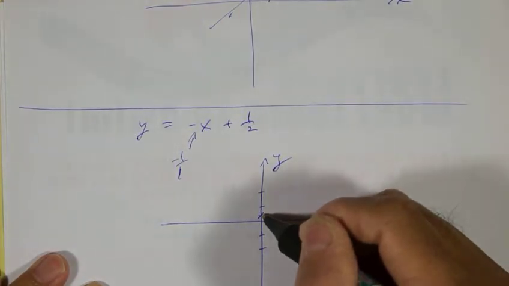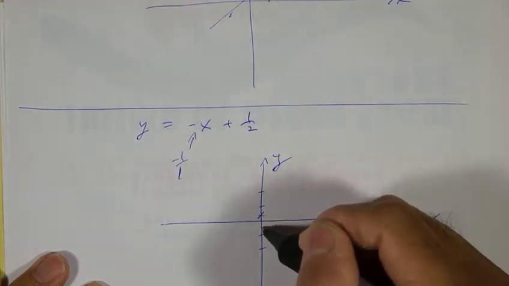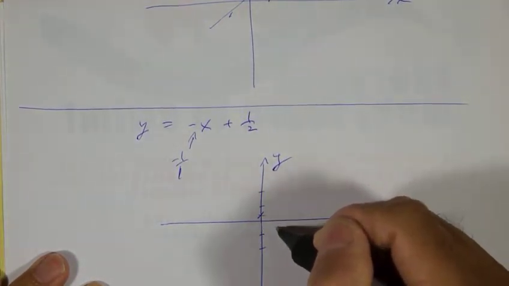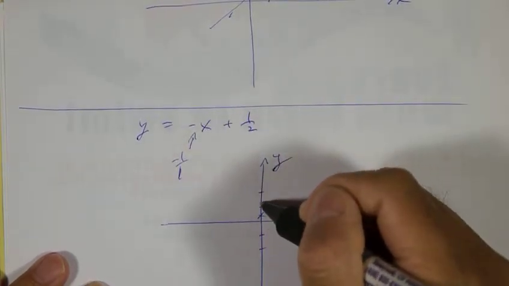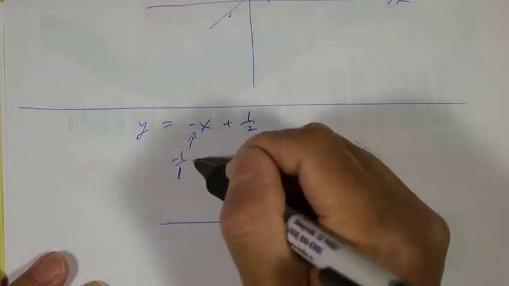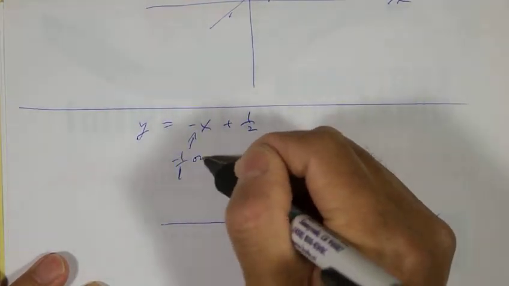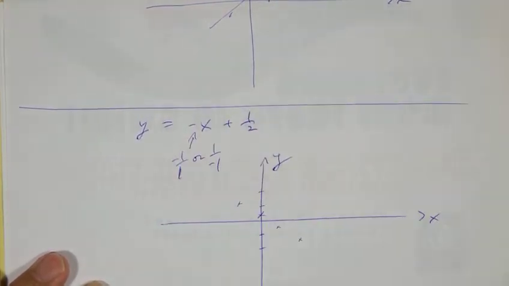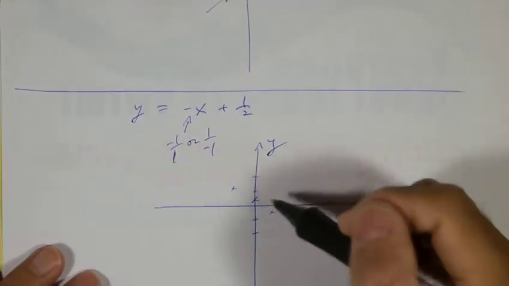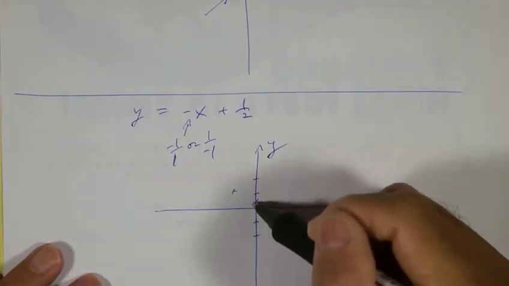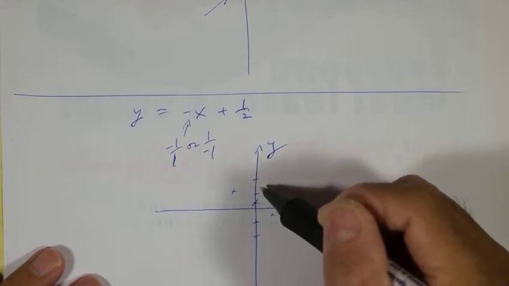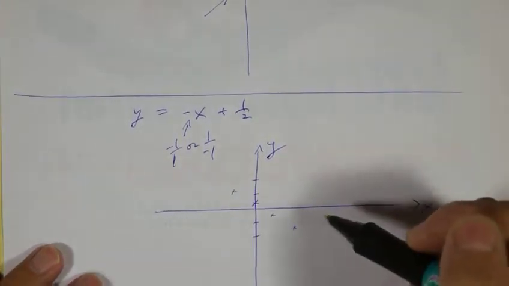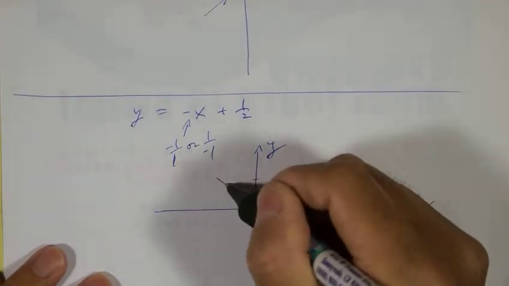So you go down 1 unit because minus 1, move to the right by 1, go down 1, move to the right by 1, or you may go up 1, move to the left by 1. Why? Because minus 1 over 1 is the same as 1 over minus 1. Let me repeat it. From the y-intercept 1/2, you can go up 1, move to the left by 1 unit. Alright, and so on. So you connect all the dots.